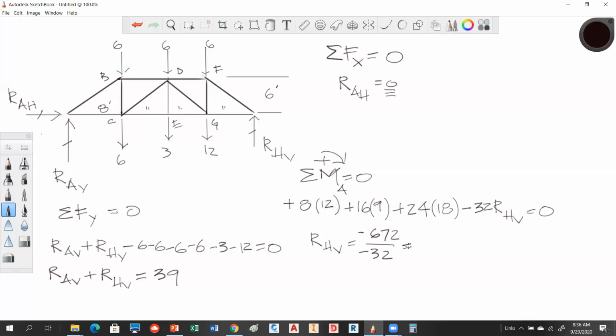So we get 21 kips acting up. Correct? So when we plug that back into here, we get RAV is equal to 39. 21 comes in, comes over as a negative 21. So that gives us 18 kips acting up.